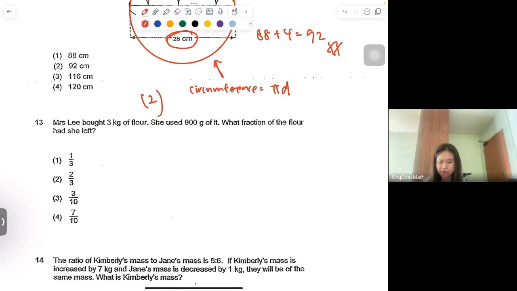Mrs. Lee bought 3 kg of flour. She used 900 grams of it. What fraction of the flour had she left?